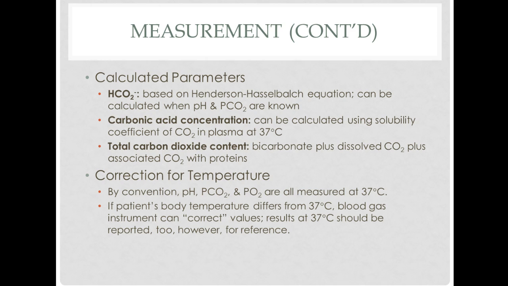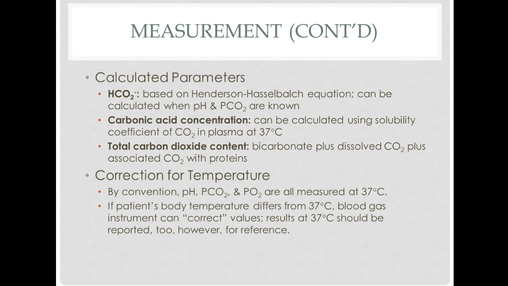In addition to using electrodes for parameters, there are calculated parameters as well. The HCO3 is based on the Henderson-Hasselbalch equation and is calculated when the pH and PCO2 levels are known. The carbonic acid concentration can be calculated using the solubility coefficient of CO2 in plasma at 37 degrees. And the total carbon dioxide content is the bicarbonate plus the dissolved CO2 plus CO2 with proteins.